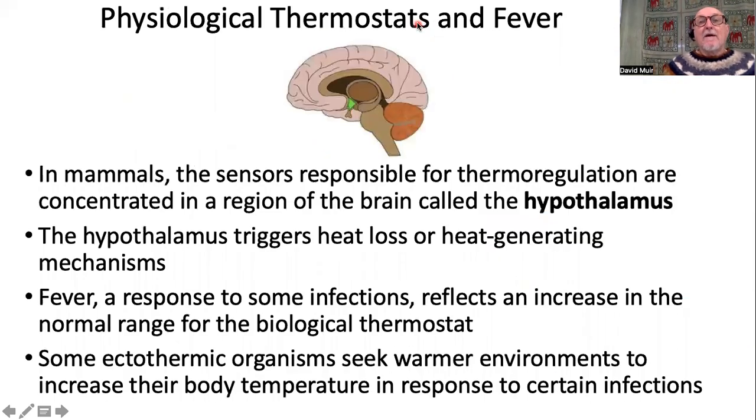So in the endotherms, especially in the mammals, the maintenance of body temperature is regulated by an area of the brain called the hypothalamus. Here it is here. The hypothalamus is almost like a funnel. It has a cavity in the center, but it is pyramidal. There you can see it there.